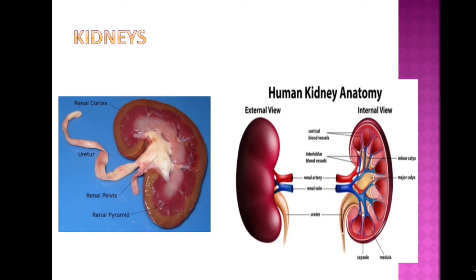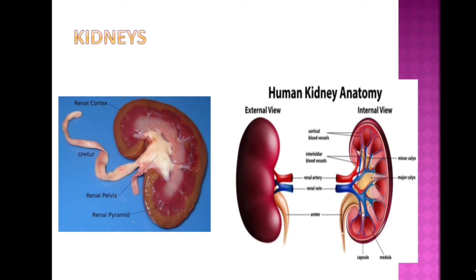The left kidney is placed a little higher than the right kidney. Here you could see the renal artery. The renal artery brings the unclean blood containing the waste substances into the kidney, and then the renal vein carries away the clean blood from the kidneys.